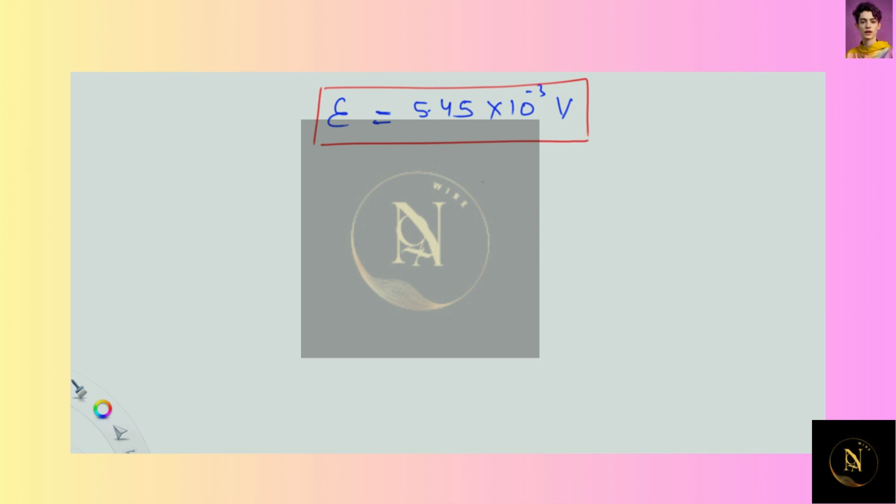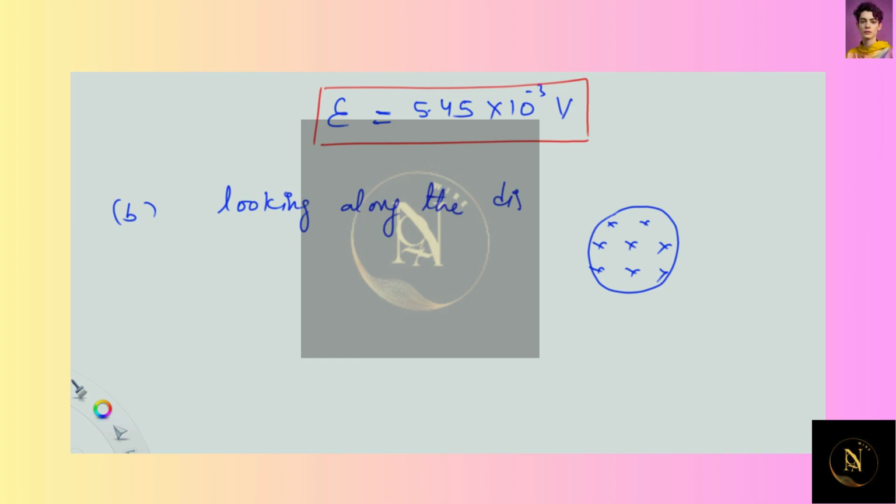Now in the second part of the problem, we have to find the direction of the current induced. So if this is the loop, and suppose the magnetic field is going into the plane of the loop, so looking along the direction of the magnetic field, and the magnetic field direction is into the plane of paper, so we are looking into the plane of paper.